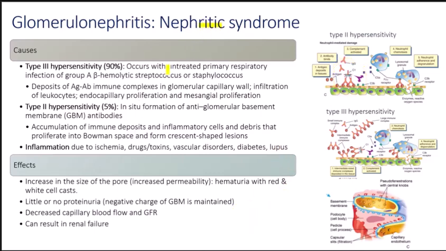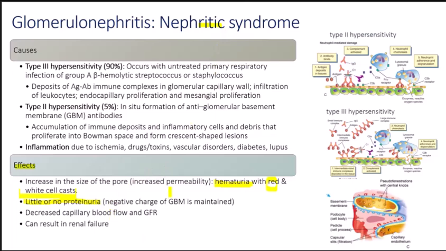Now let's look at the effects of nephritic syndrome and what we typically see. And this is very important. First of all, we're going to see an increase in the size of the pores of the basement membrane of the glomerulus. And so this is going to increase its permeability, allowing substances through. Specifically, what we will see is blood in the urine. This is because a lot of red blood cells are going to end up passing through. You can also see components of white blood cells as well. But what's really interesting is that there's little or no proteinuria with nephritic syndrome.